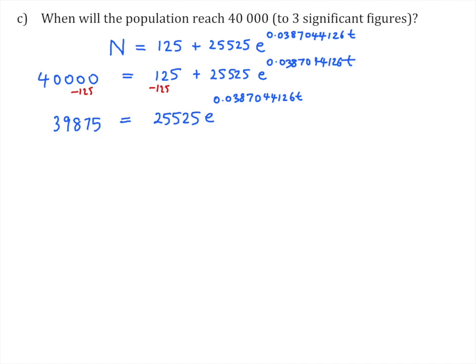Now, I'm going to divide both sides by 25,525. When I divide both sides by 25,525, it's going to cancel to 1595 over 1021 on the calculator.